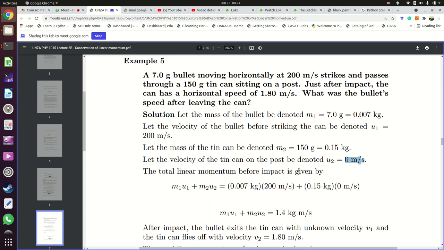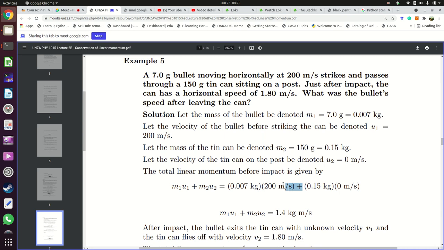So the total amount of motion before impact, before the bullet hits the can, is going to be equal to the mass of the bullet, M1, multiplied by the velocity of the bullet, U1, plus the mass of the can, M2, multiplied by the velocity of the can, U2. So this is going to give us 0.007 kgs multiplied by 200 meters per second, plus 0.15 kgs multiplied by 0 meters per second. As you can see, since one object is stationary, the linear momentum or the motion is coming from the bullet.